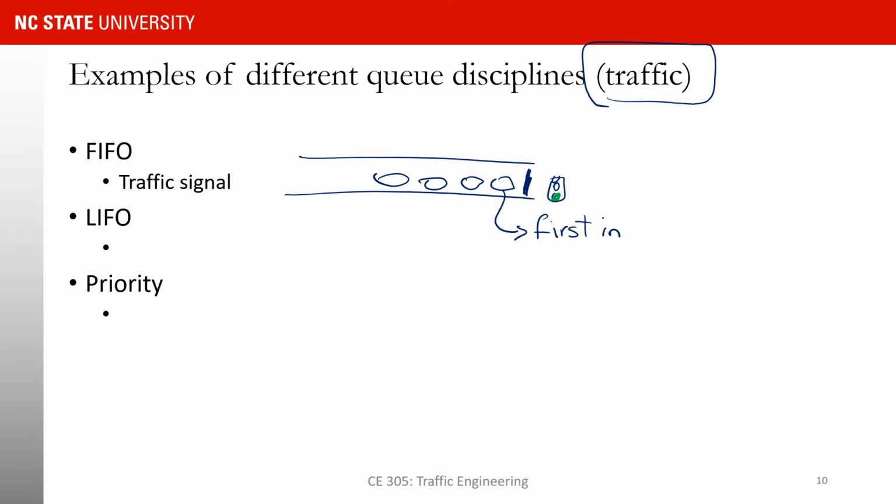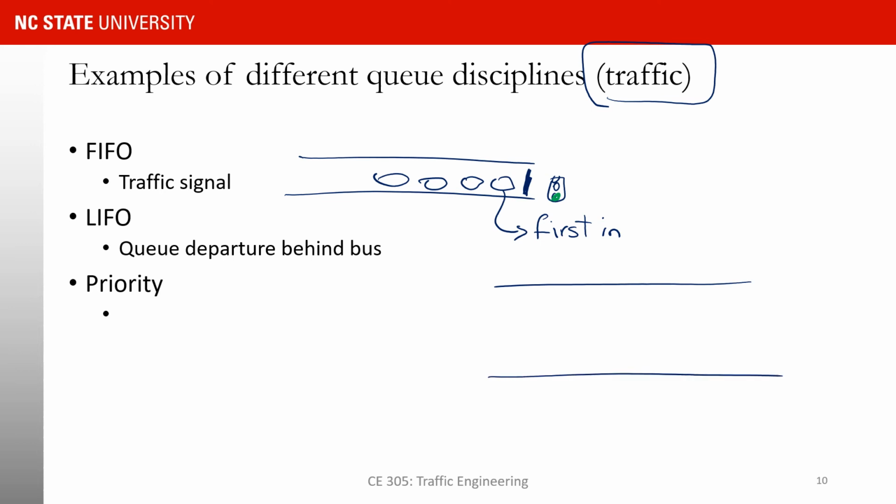How about last in, first out? Can you think about a good example of last in, first out in the traffic world? This is not that straightforward. So if you think about a queue departure behind a bus that makes a stop in a bus station. So if you have something like this, you have really one lane to go and the bus stops here and vehicles want to go around the bus now.